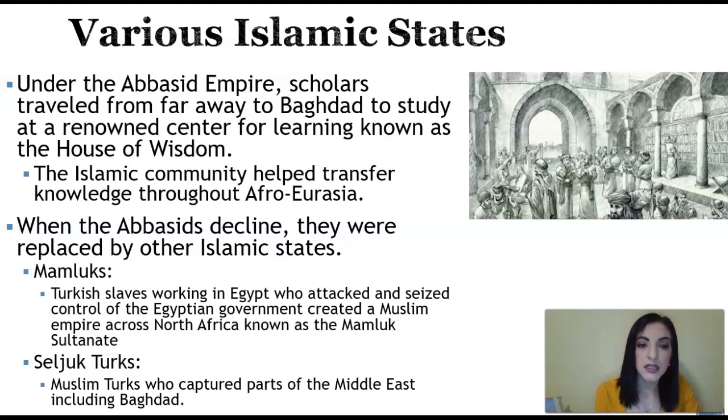When the Abbasids decline, they're replaced by other Islamic states. One of them is the Mamluks. The Mamluks would begin as Turkish slaves working in Egypt. They attacked and seized control of the Egyptian government and created a Muslim empire across North Africa known as the Mamluk Sultanate. So they were slaves that essentially took over and became kings.